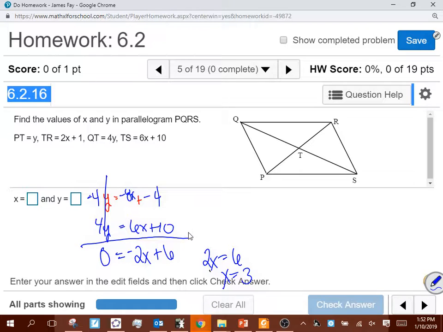If I'm doing something on my own and I'm not teaching this or trying to provide you that instruction, and I'm just trying to solve for x on my own for whatever purpose I'm needing it, when I have this equation, what was it, 2x plus 1 and 4y equals 6x plus 10, that's what I do.